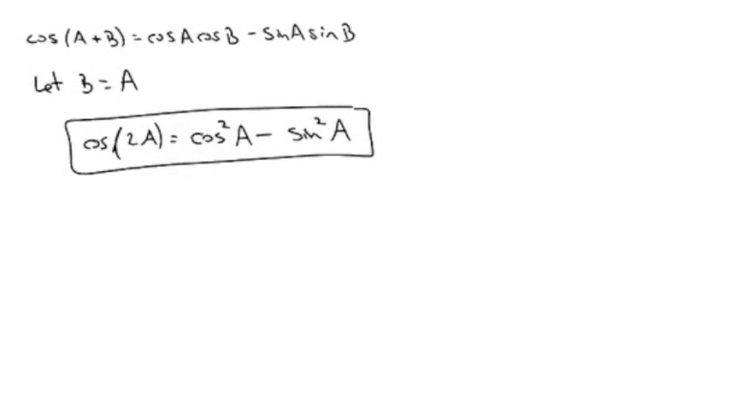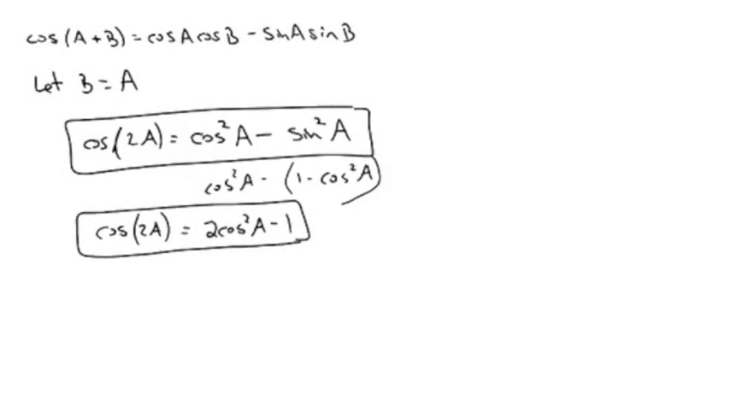Why? Because I can replace sine squared a with 1 minus cosine squared a. So then that becomes cosine squared a minus parentheses 1 minus cosine squared a. The cosine squareds don't cancel. That becomes 2 cosine squared a minus 1. This is also considered a double angle formula for cosine.